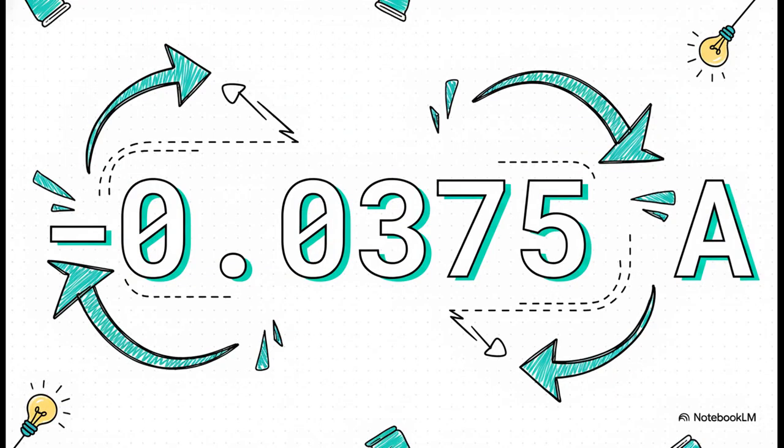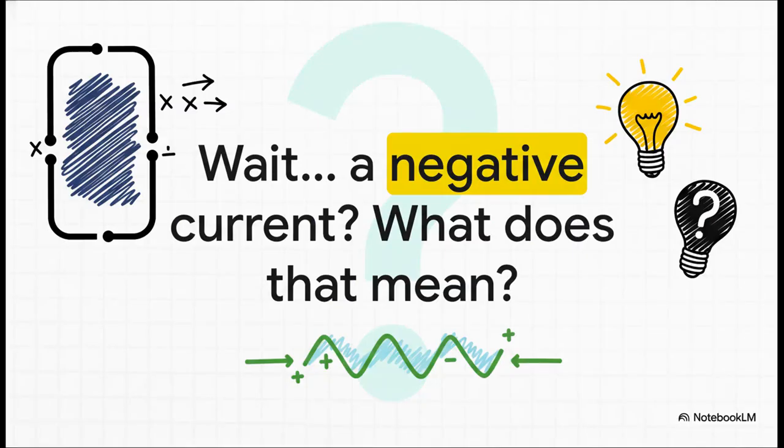Okay, so now we take that value for I1, we plug it into our second equation, and we solve for I2. And what we get is, wait a minute, a negative number? Whoa, hold on a second. A negative current? A negative flow? Did we mess up somewhere? How can you even have less than zero current?